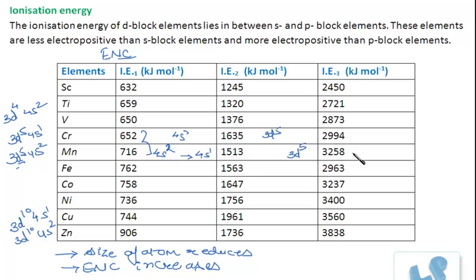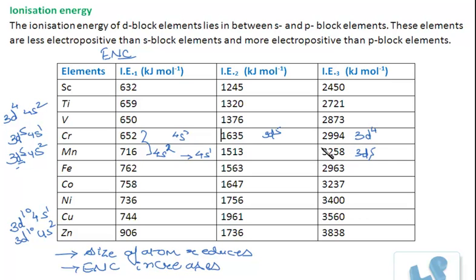This 3d5 should be written here. So the jump in ionization energy is very high from the first to the second ionization energy. And for the third ionization energy, the jump is not that much. Whereas in the case of manganese, the jump is very, very high for the third ionization energy.